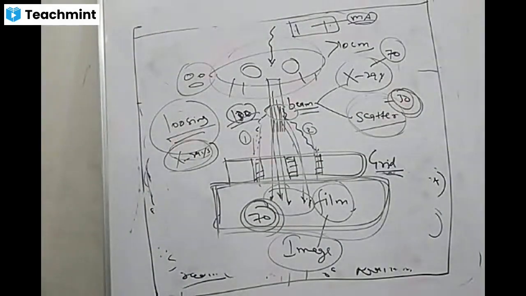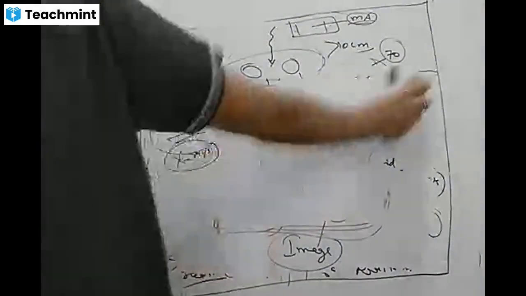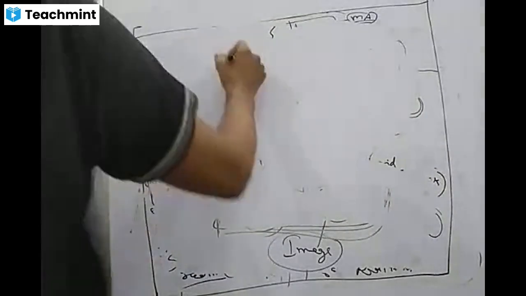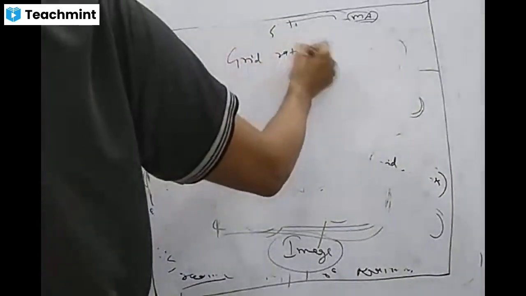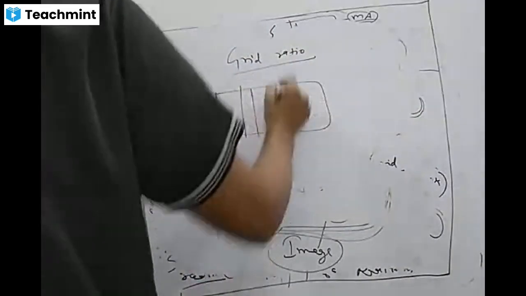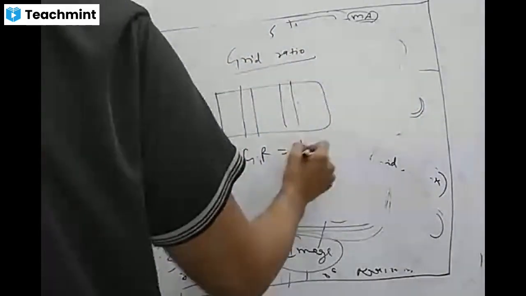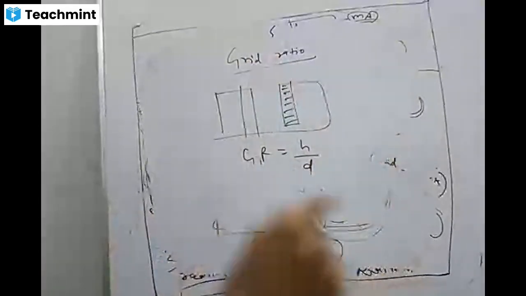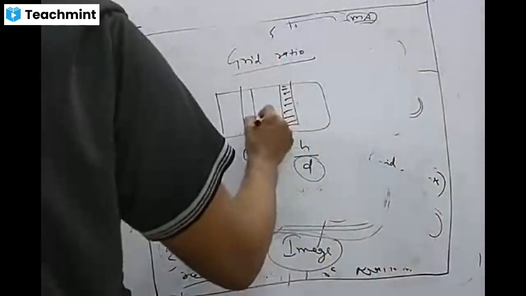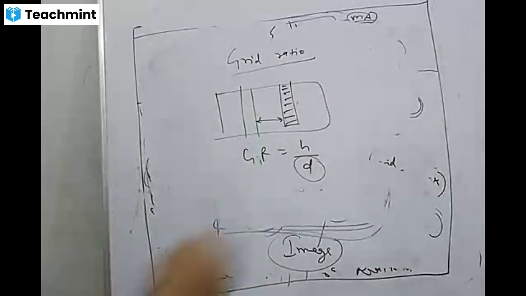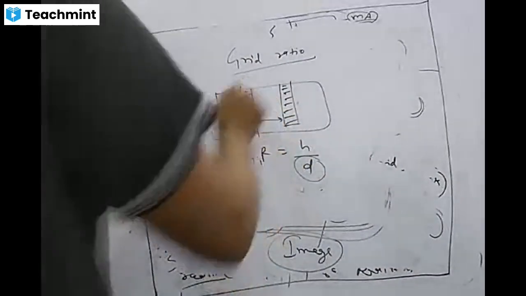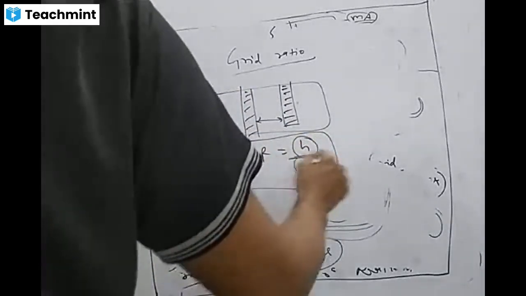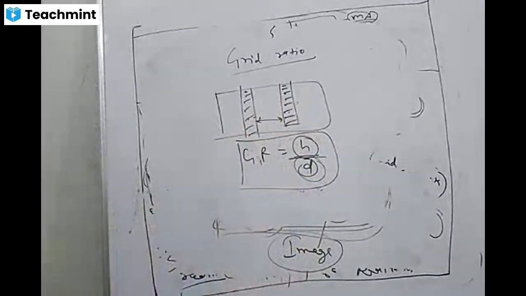So this was the concept of grid, and then the question that they asked in ICAR was what is grid ratio. Grid ratio is nothing but GR equal to H divided by D: H is the height of the lead strip, and D is the distance between the two lead strips. So this was the simple MCQ. Grid ratio may be defined as height divided by distance between lead lines.